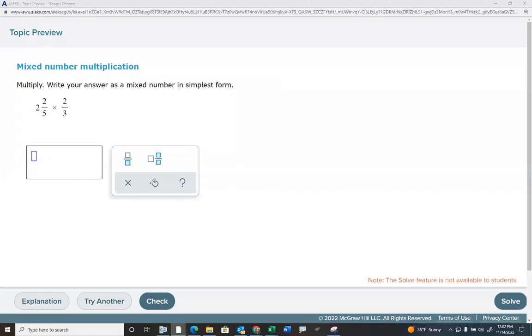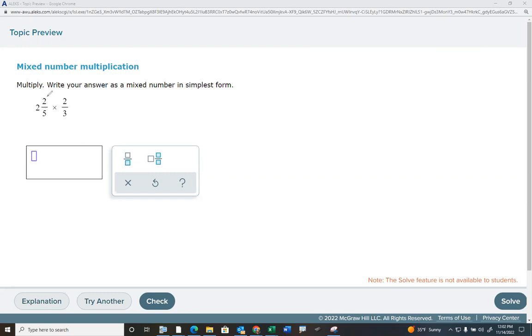Okay, so now we're on mixed number multiplication. So we have a mixed number here that we're going to multiply by some fraction. Well, let's face it, if this was just a fraction and there was no number out in front, we'd be in great shape. Now, there's different ways you can handle this, but here's the way I'm going to do it.